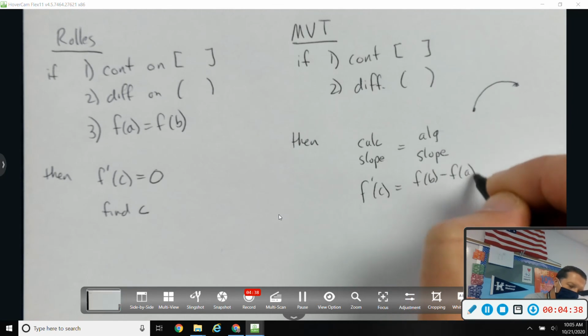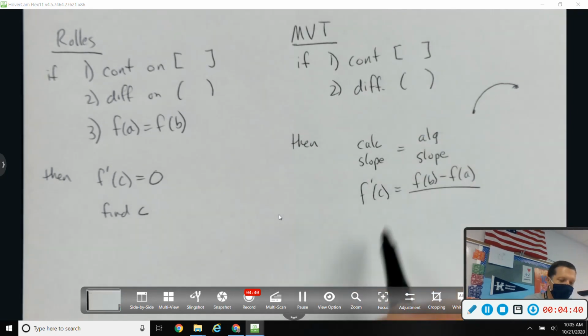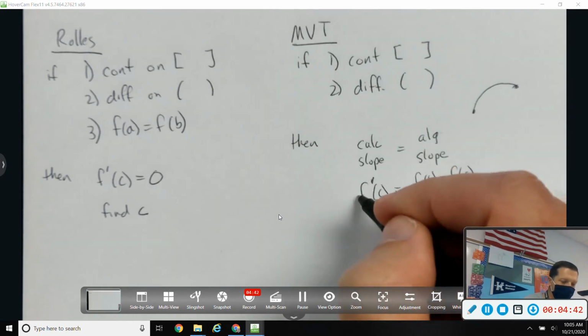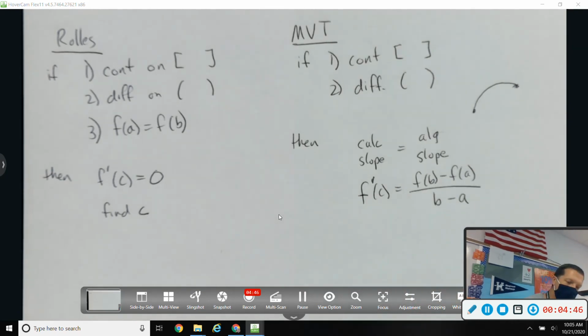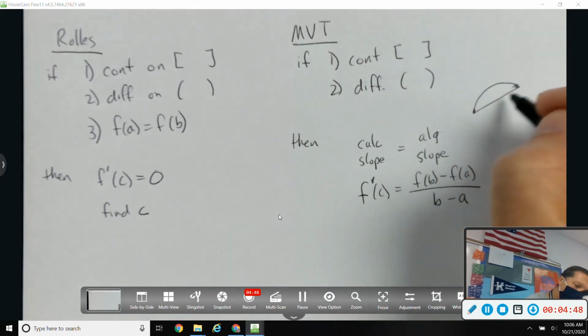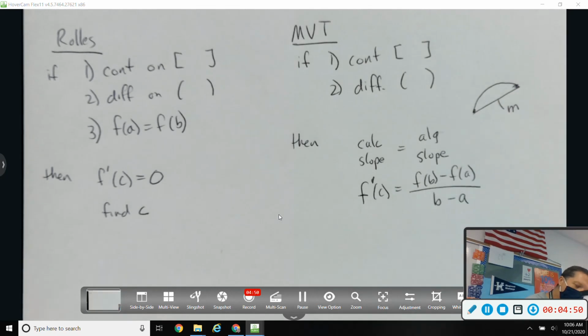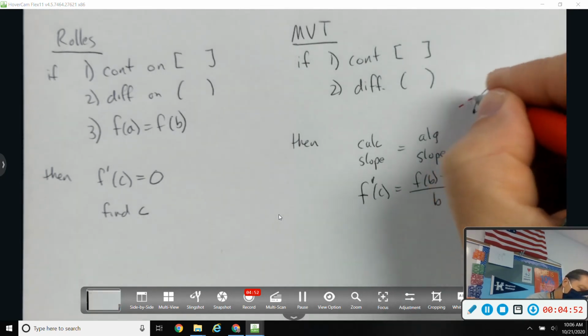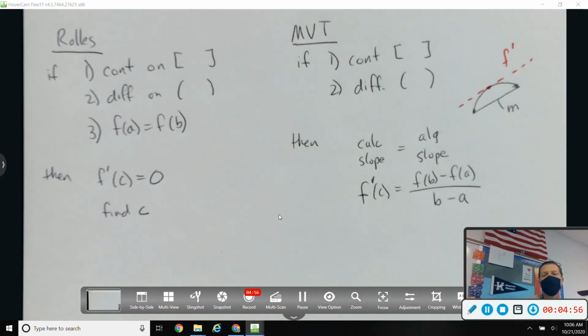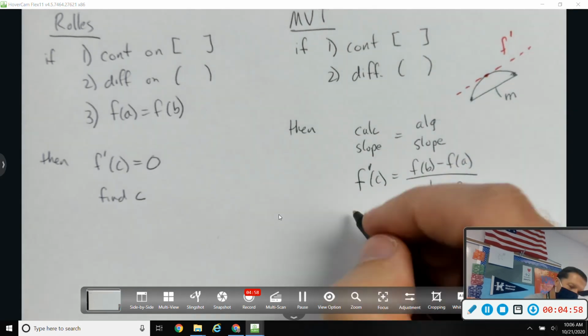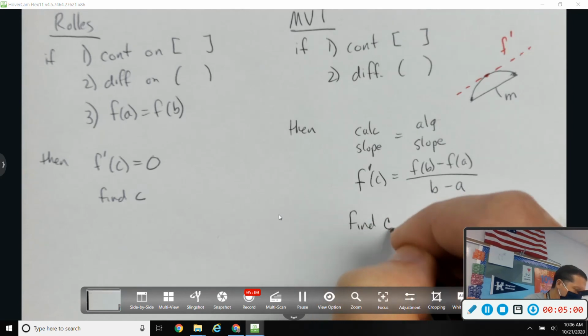But again, I don't have this memorized as the MVT. I have memorized calculus slope equals algebra slope. And I know what algebra slope is. So there's the algebra slope. And somewhere in there is the calculus slope. And again, your job is usually to find where that happens.